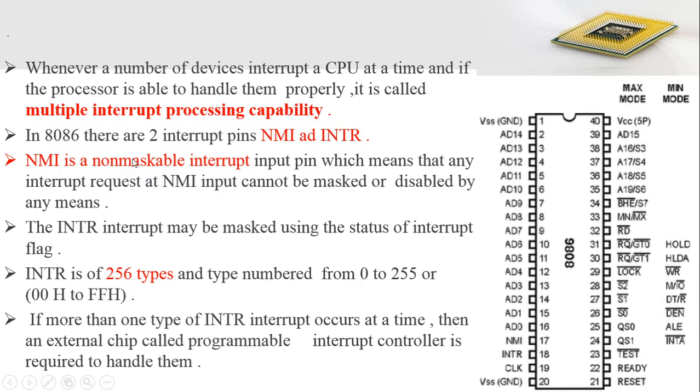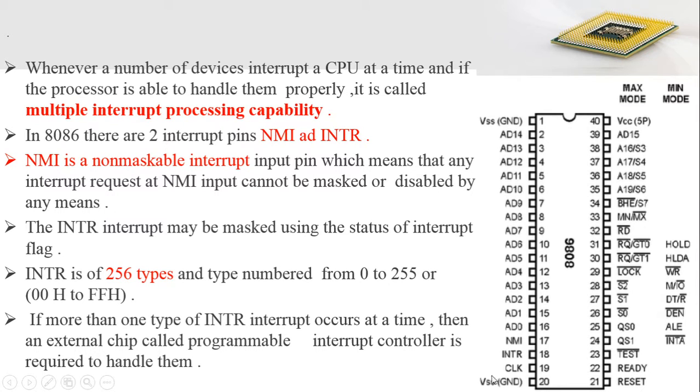Okay, so in 8086 there are two interrupt pins, NMI and INTR. This is the pin diagram of the 8086 processor. Here we have two special pins, NMI and INTR, the 17th and 18th pins. NMI is a non-maskable interrupt input pin, which means that any interrupt request at the NMI input cannot be masked or disabled by any means.